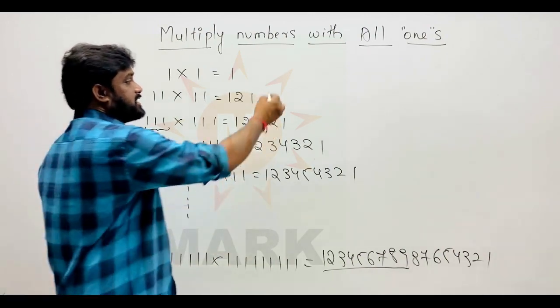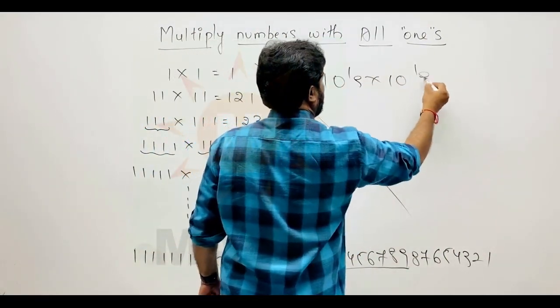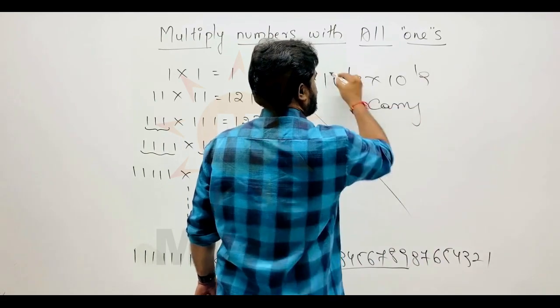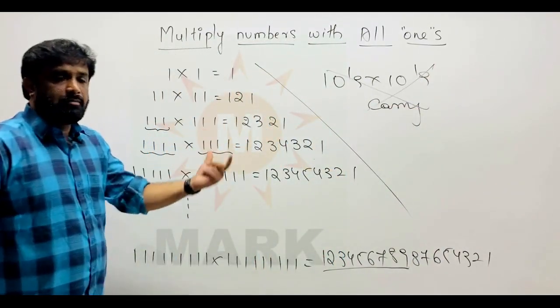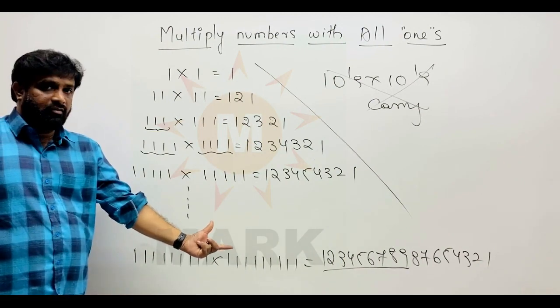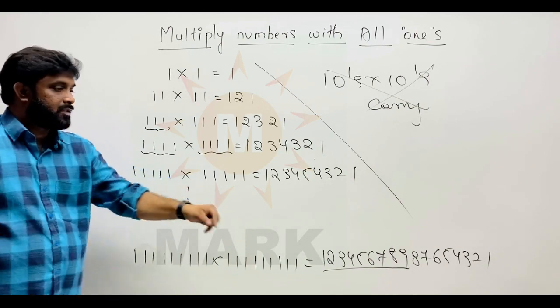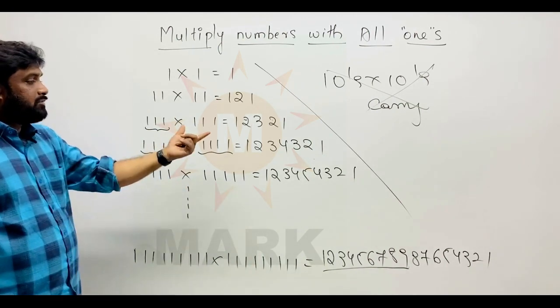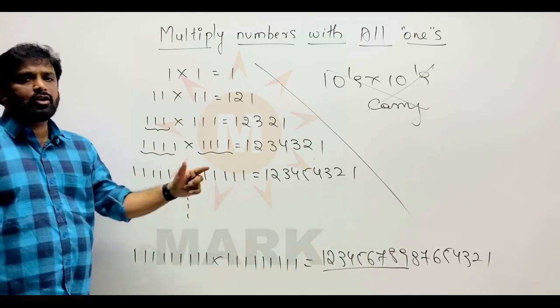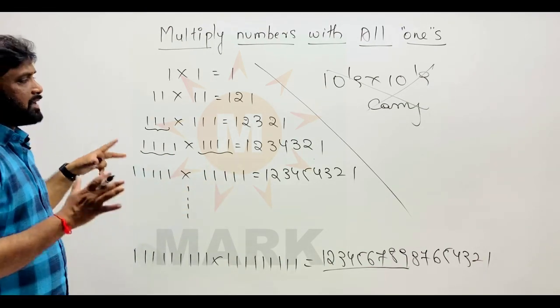Why will it not work for 10 ones into 10 ones? Because carry forwards will come and disturb the order. This ones pyramid will work only up to 9 ones into 9 ones, because up to 9 ones into 9 ones you will not be getting any carry forwards in the product. From 10 ones into 10 ones, this structure will not work because carry forwards will come and disturb the order of the numbers. That is why this pyramid has a limitation.